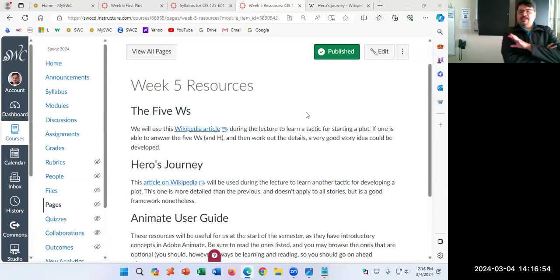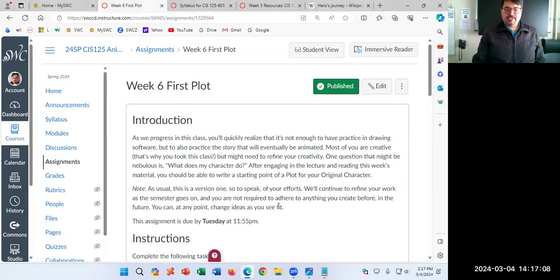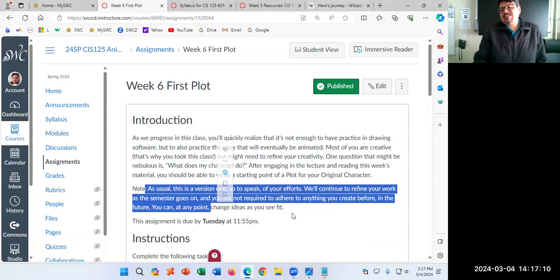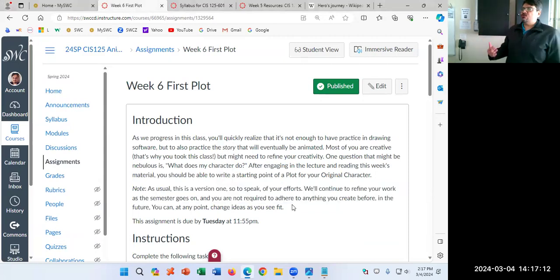We're going to have a little bit of lab time today. Remember, there's the lab time tomorrow if you're on campus. If you can do this from home or elsewhere, this is not requiring Adobe Animate. It's just writing. And as I noted somewhere over here, whatever your idea is right now, you don't have to stay with it the whole semester.